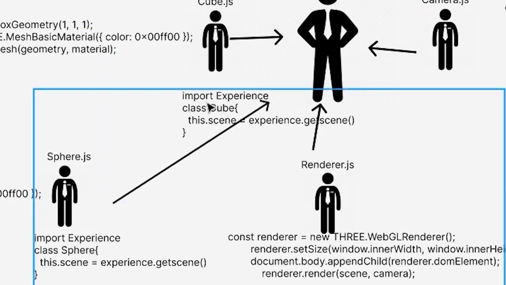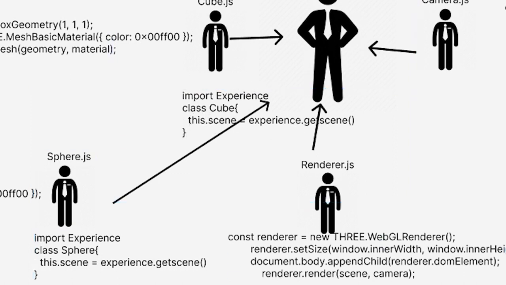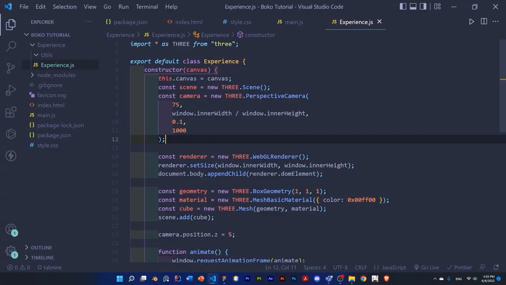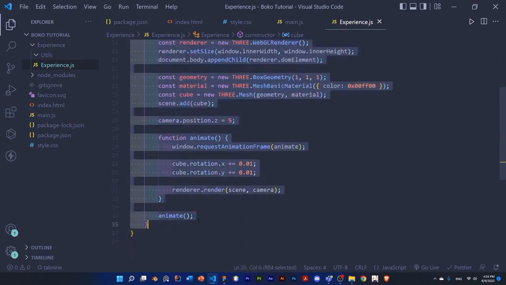All you have to do is import experience, and then you can just get the scene from experience. Here you can get the scene from experience, and experience will always only return that first instantiated scene. This might not make any sense currently, or maybe I explained it poorly, but it'll start to click once we start coding it out. Let's create our singleton design pattern with experience. I'm just going to get rid of all of this starter code.